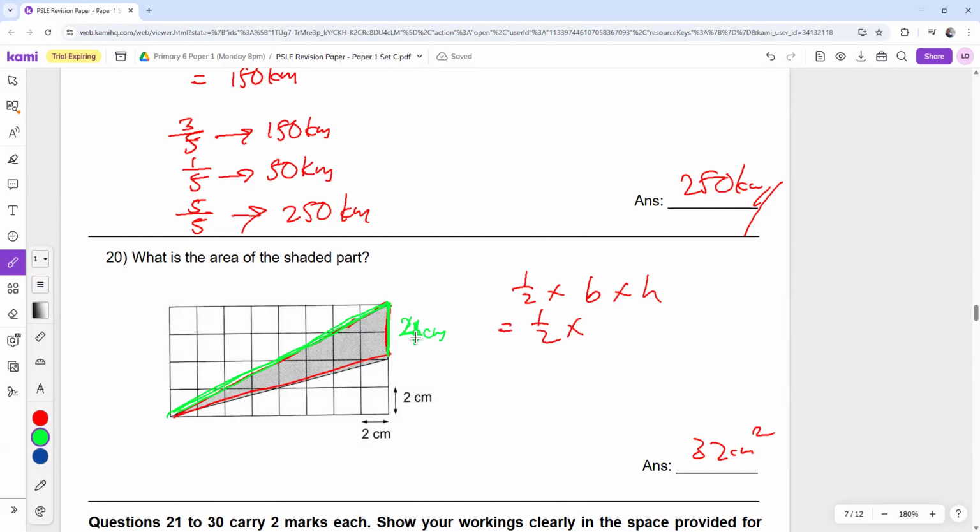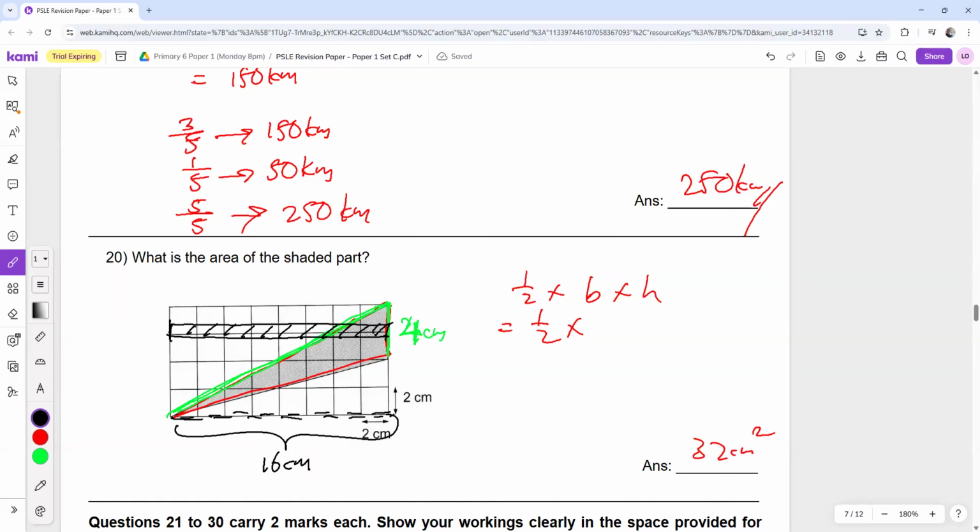Then what's the height? Now the height, you will have to use a ruler, okay? Use a ruler, put the ruler on the base like that. And then do you see any line parallel with the ruler? Yeah, there are many lines parallel with the ruler. For example, this line. And that is the height. And how long is the height? So 2, 4, 6, 8, 10, 12, 14, 16. So the height here is 16 centimeter.